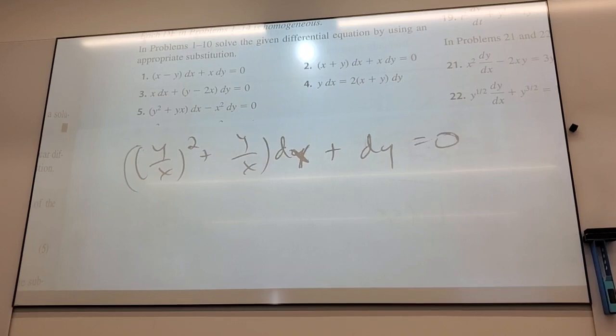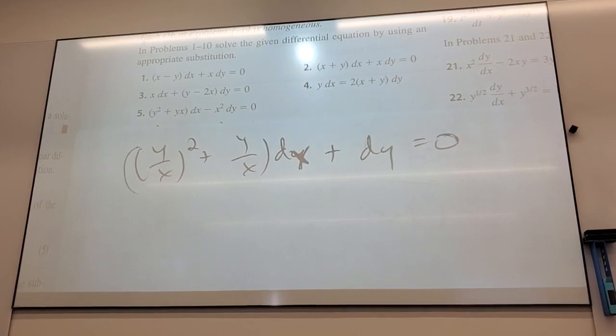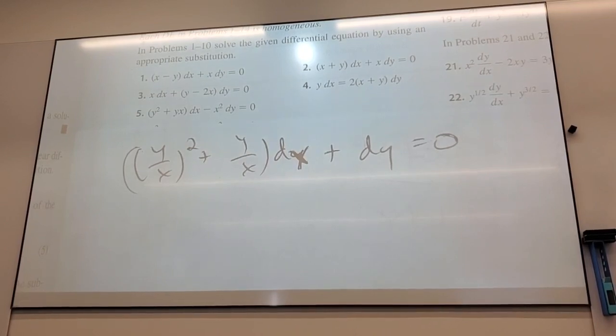So you just divided everything by x squared by that. Now I could have divided everything by y squared and gotten x over y, and that's the v option. And of course, the letter doesn't mean anything. There's nothing magic about v.